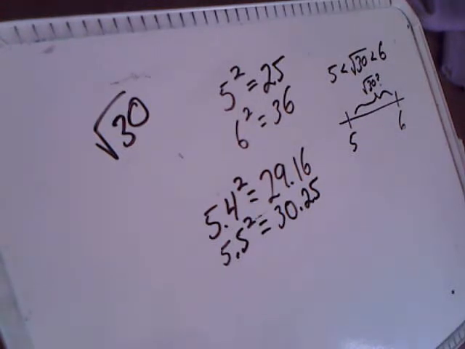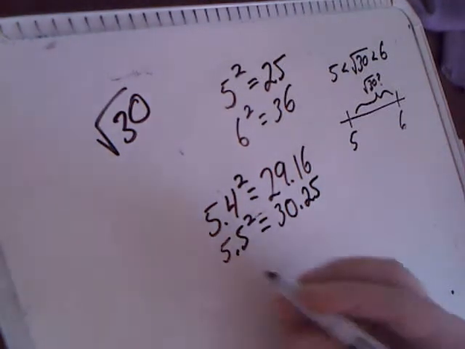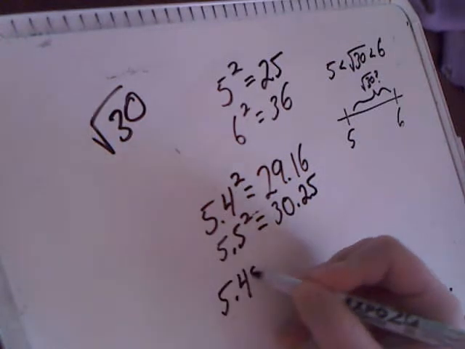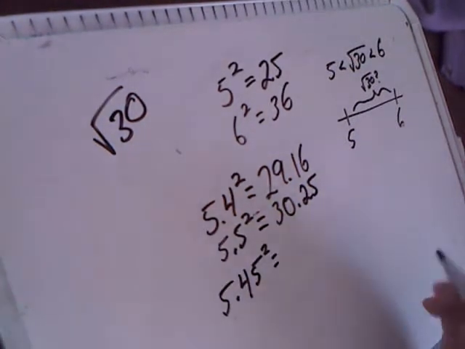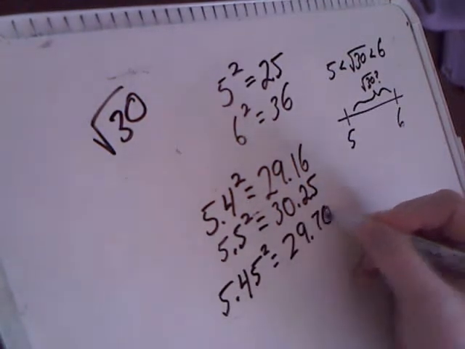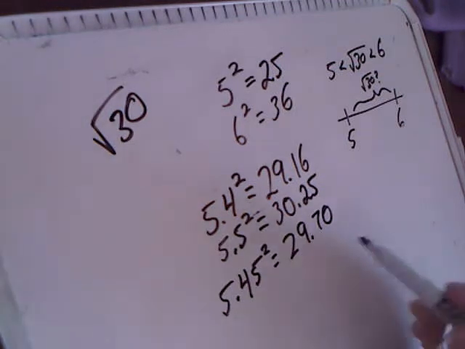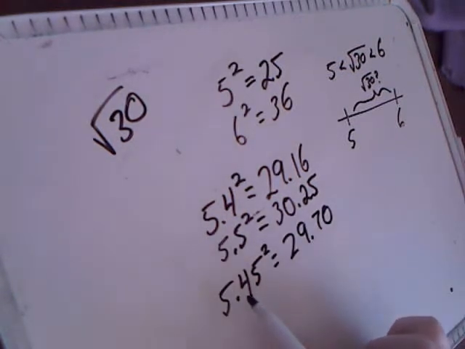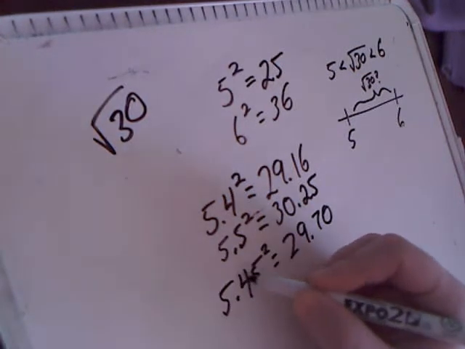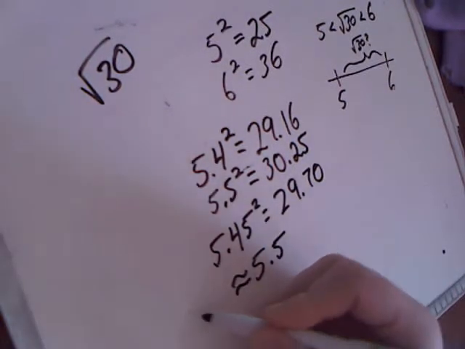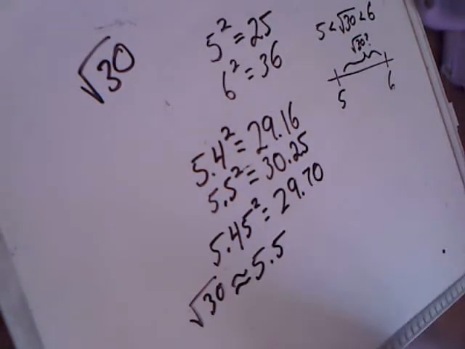So I want to take it one step further than this. I want to see what happens when we go right in between 5.4 and 5.5. Let's take a look at what 5.45 squared is. 5.45 squared is 29.70. And you can tell that I'm rounding these to the nearest hundredth. That's okay. That's just to get a good idea of what's on here. 29.70 is too low to be 30. And because it's too low, we know that our answer is going to be 5.46, 5.47, 5.48. Any one of these is going to cause this number to round up. So our final answer is going to be 5.5, approximately. So the square root of 30 is about 5.5.